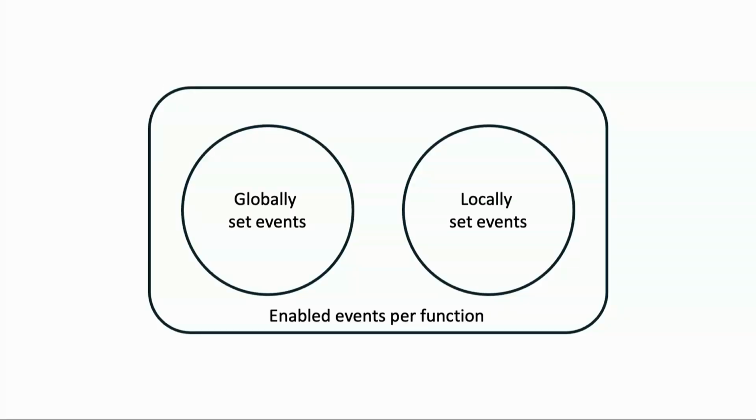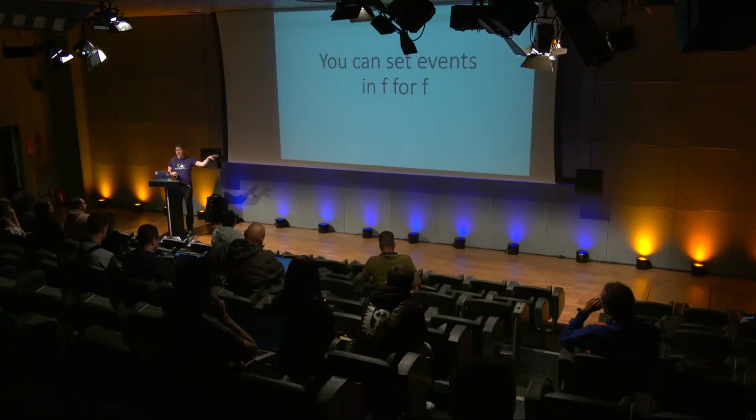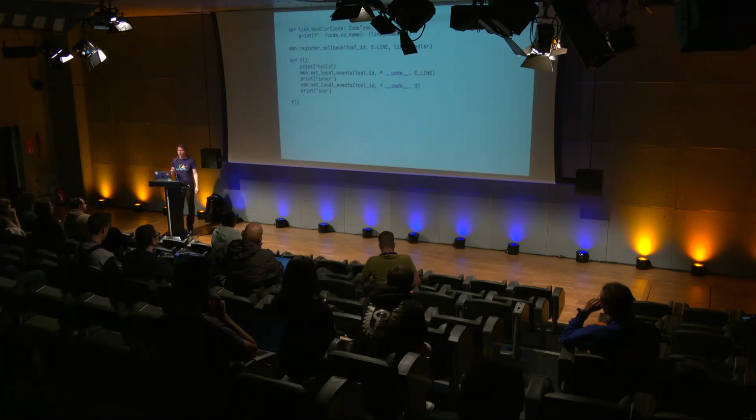And that's especially related to the changes that came in with Python 3.13, making the global interpreter lock optional in CPython. So I said before we have the globally and locally set events. Essentially the enabled events per function are the combination. And the cool thing here, besides the threading support, is the fine-grained configuration, because we're only getting the line events for the functions that we really care about. And it's even cooler, even if you're in the method f, you can set the events for the function f.